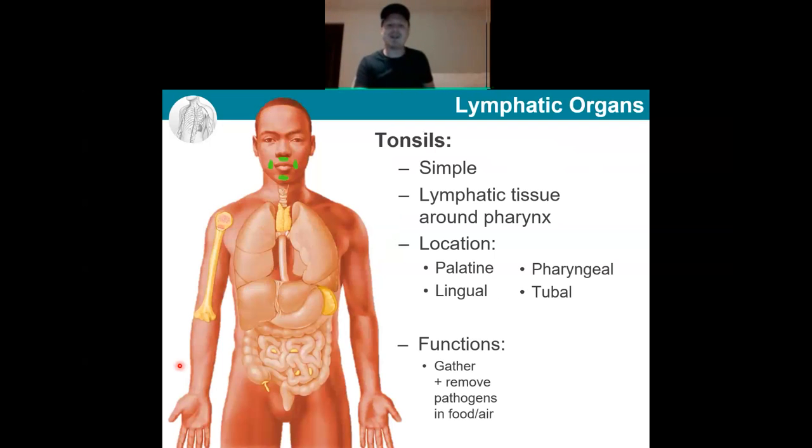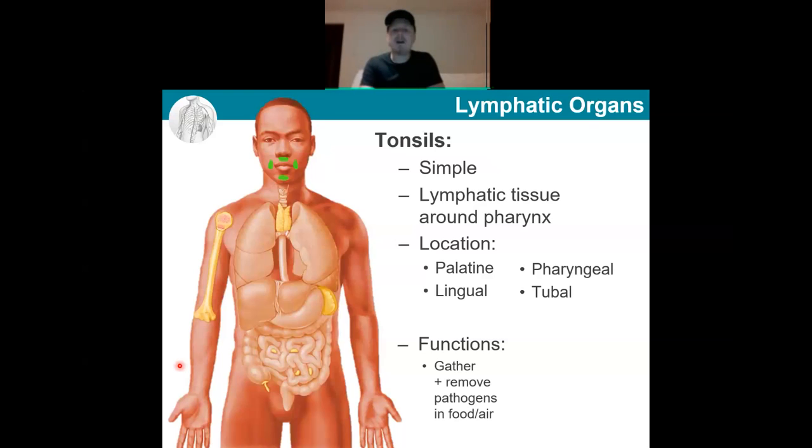So that's what I wanted to say about the spleen. The next one that I wanted to talk about were our tonsils. And remember that we've got many different tonsils at different parts, all around the pharynx. Depending on what part around the pharynx, we name them as palatine tonsils, lingual tonsils, pharyngeal tonsils, and tubal tonsils. So it kind of depends where we're looking.